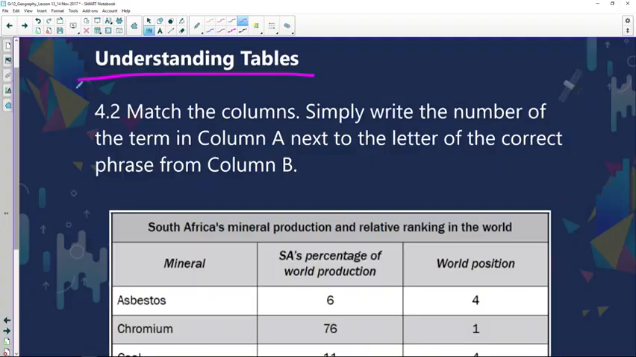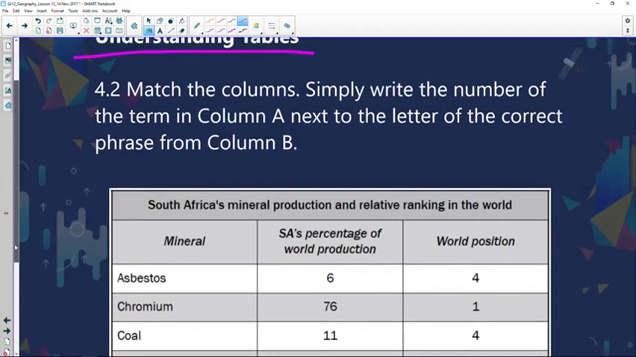Welcome back after the break. Let's continue looking at some of the questions that you might expect during your final exam. This one is understanding tables. Now, especially in question 3 and 4, they might give you a table with a set of information.